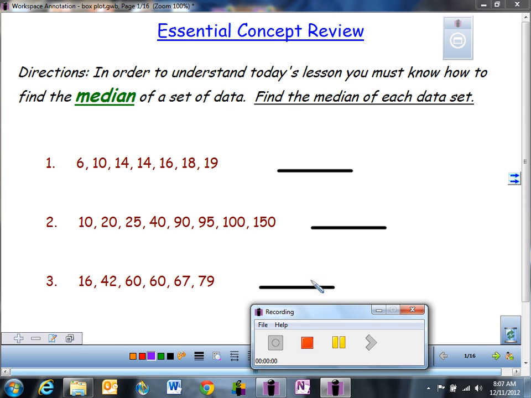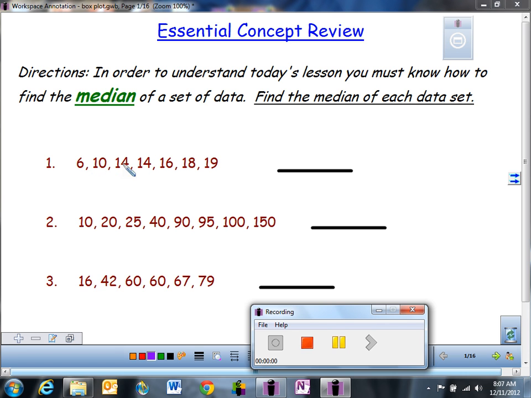Today we're going to review what a median is. In order to understand today's lesson, you must know how to find the median of a set of data. Find the median of each data set. So median means middle. Notice our data sets are all ordered. We need to find the middle.